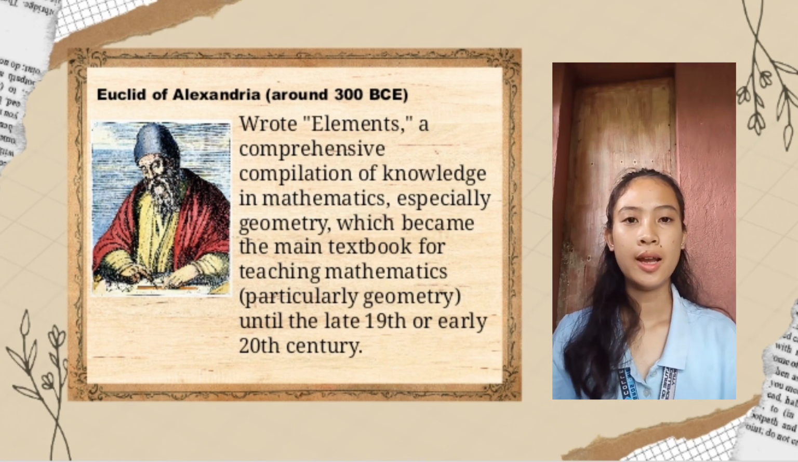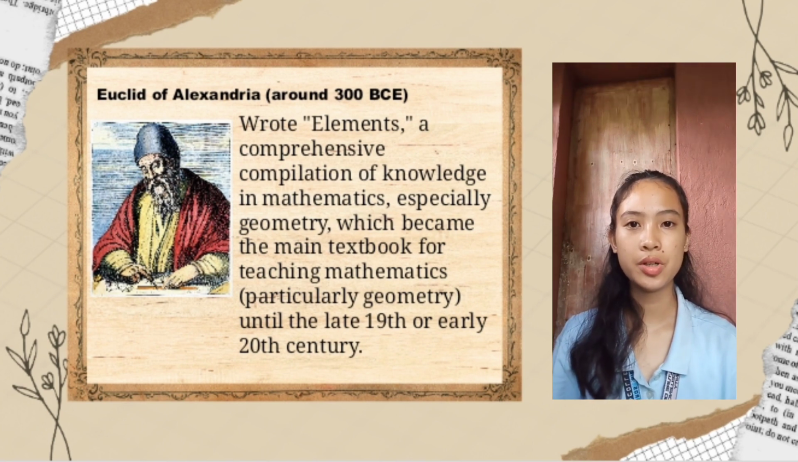Euclid of Alexandria wrote Elements around 300 BCE, a comprehensive compilation of knowledge in mathematics, especially geometry, which became the main textbook for teaching mathematics until the late 19th or early 20th century.